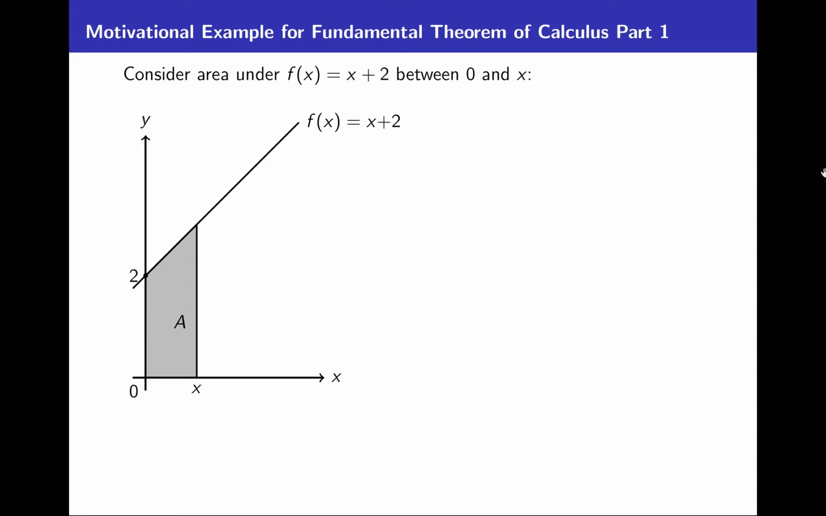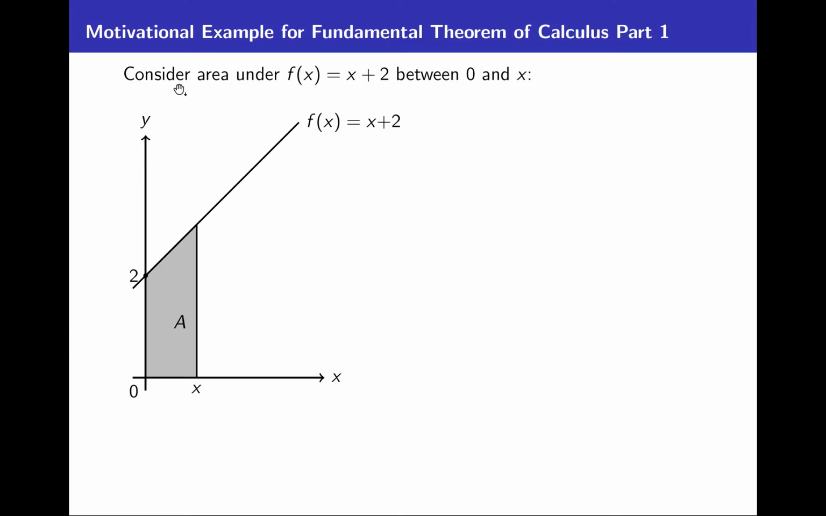I'm going to start with a motivational example for the Fundamental Theorem of Calculus, part 1. We'll look at a certain phenomenon involving a function f, and that phenomenon is going to be an instance of the Fundamental Theorem of Calculus, part 1, and at the end of the slide, I'm going to write it down at the bottom. The function I have in mind is f of x equals x plus 2. It's a straight line with y-intercept 2 and slope 1 as graphed here.